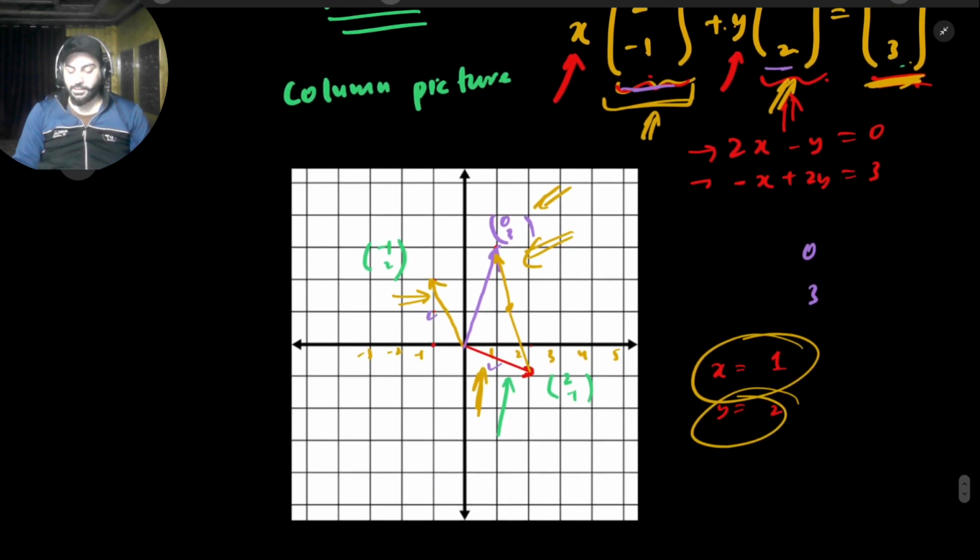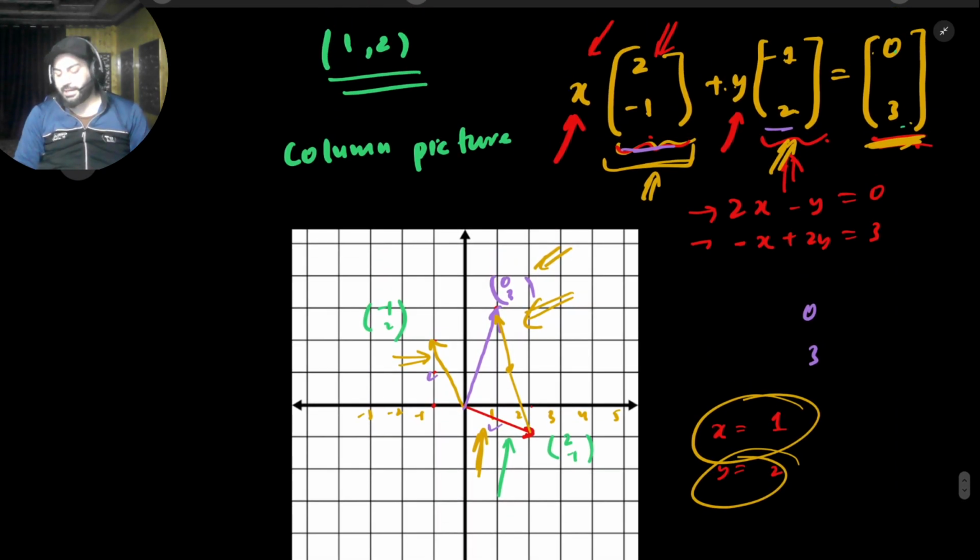Okay. So what I did in the column picture, I had these two equations. I took the coefficients, 2 comma minus 1. This is called the coefficient. I wrote it like this. Then I had the coefficients minus 1 and 2. I wrote it like this, minus 1, 2.